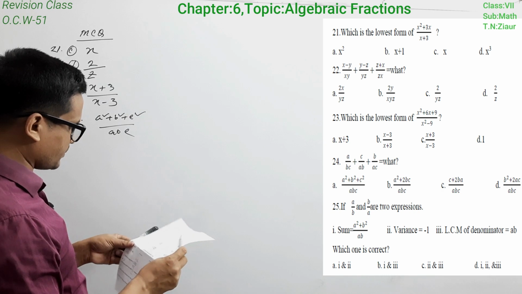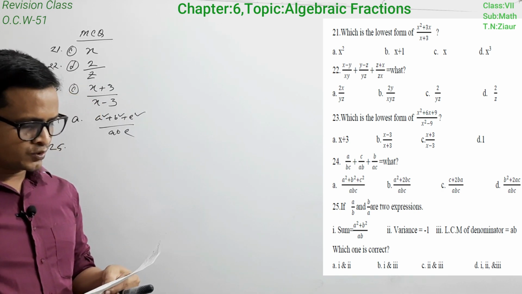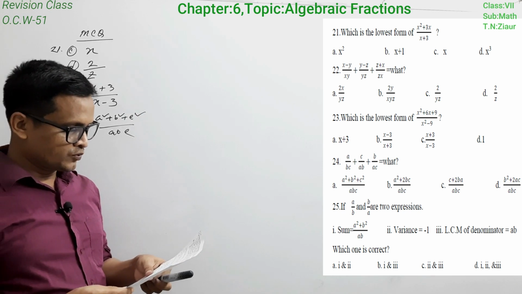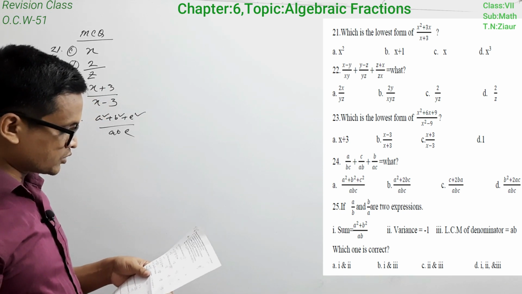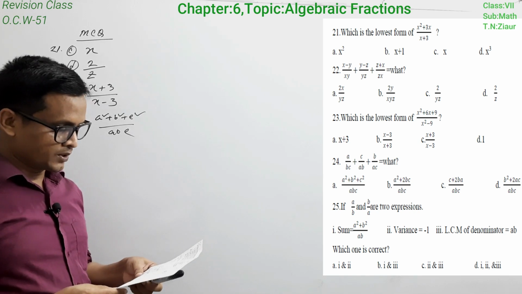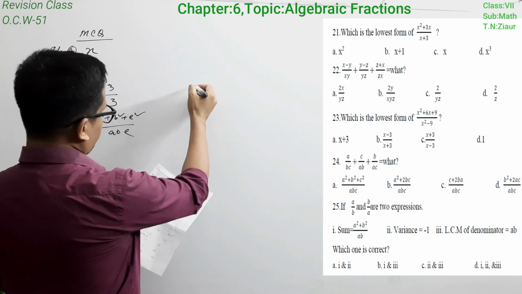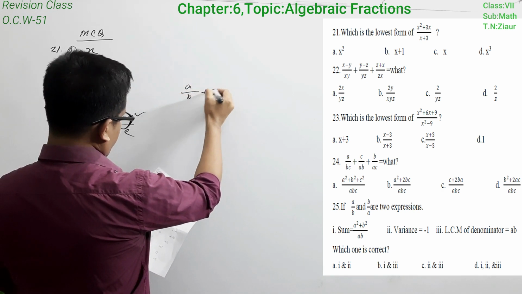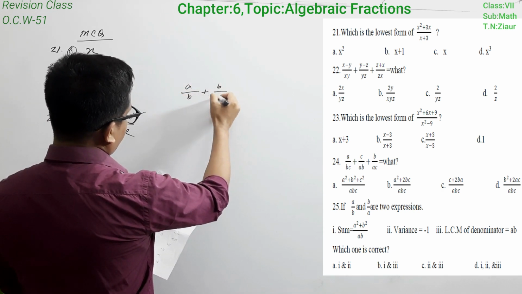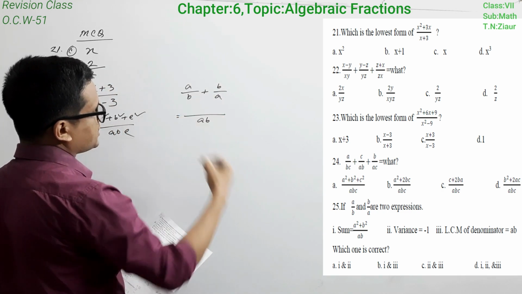Okay, now 25 number. So here A by B and B by A are two fractions, right? These two fractions, we can also write the sum. So sum is given, and difference is given also. LCM of denominator is also given. So now we will check first whether the sum is actually correct or not. We will check A by B plus B by A. So first what will you do? First we have to find the LCM of AB. So LCM will be AB.